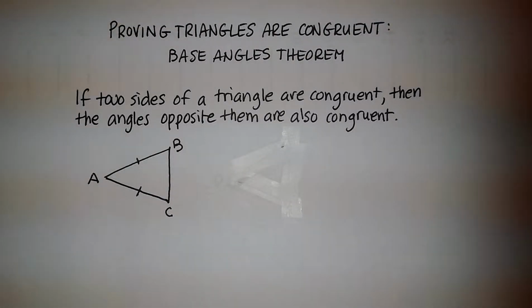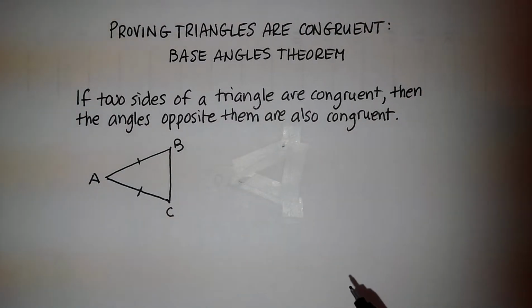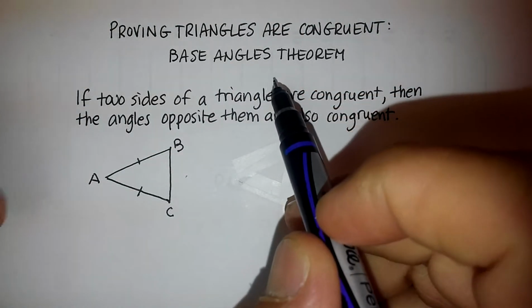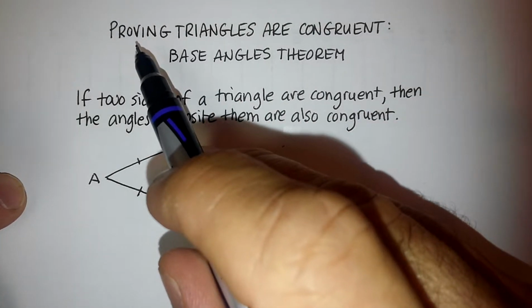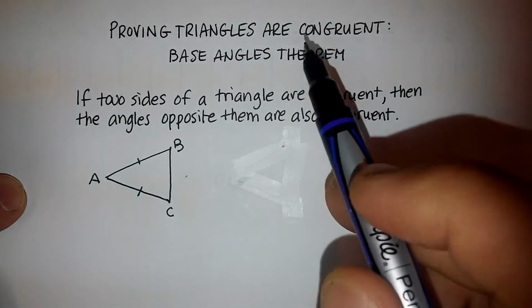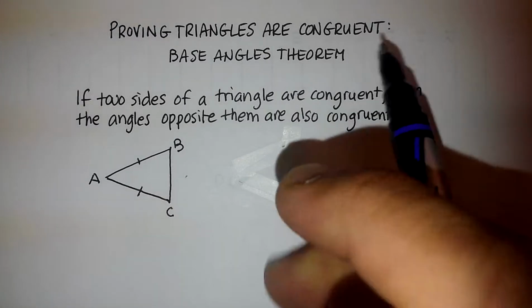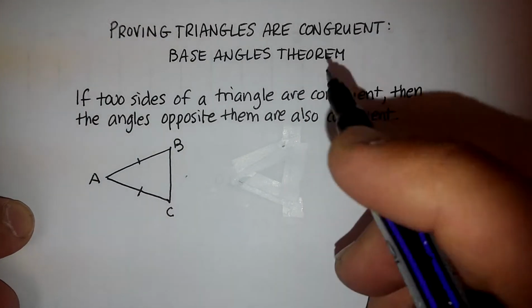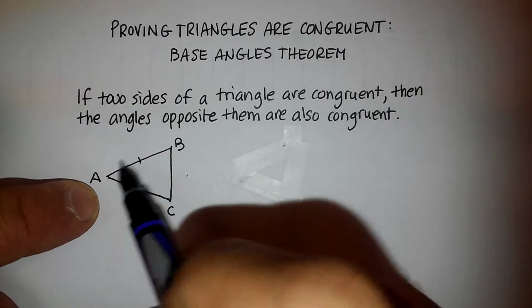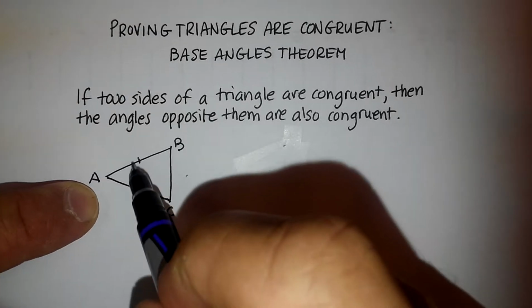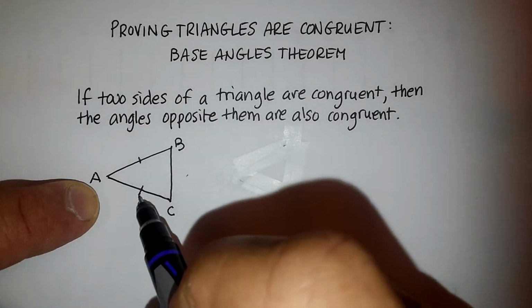Okay, in this video we're going to do another theorem called the Base Angles Theorem, which is another theorem you can use in proving that triangles are congruent. Now this Base Angles Theorem says this. If you have a triangle, let's say triangle ABC, and two sides of this triangle are congruent.